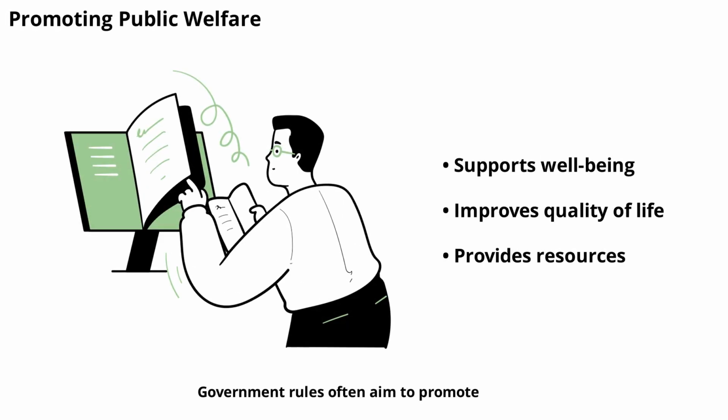Government rules often aim to promote the general welfare of the public. This includes regulations that support education, healthcare, and social services. By setting standards and providing resources, governments work to improve the quality of life for all citizens. These efforts help create a more prosperous and healthy society, where everyone has the opportunity to thrive.